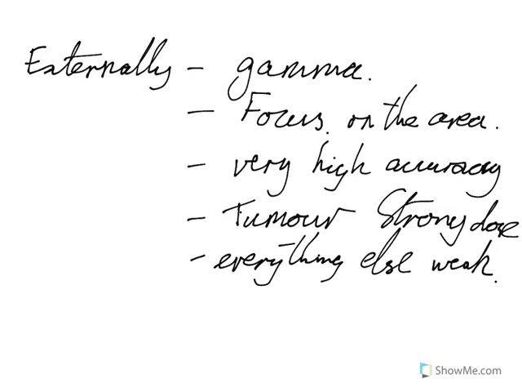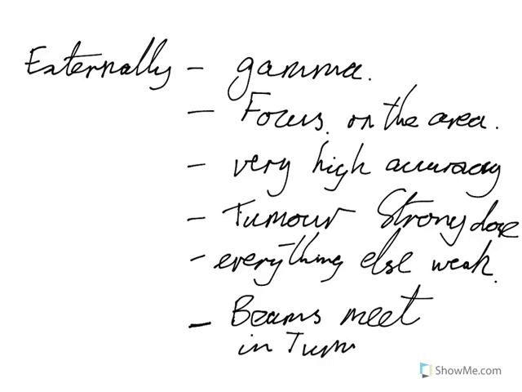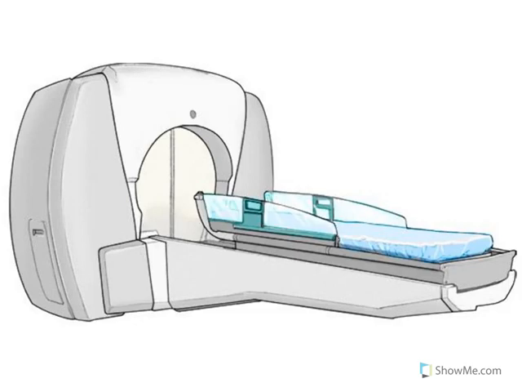All right, so how do we do that? Well, we do that with a thing called a gamma knife, and I'll show you in some diagrams, and this will make more sense. And so we have different beams from different angles, and the beams will meet in the tumour. Things like brain cancer is often treated this way. So here's a couple of diagrams.